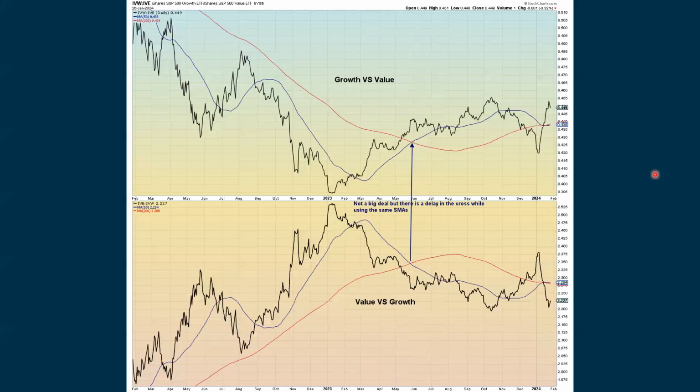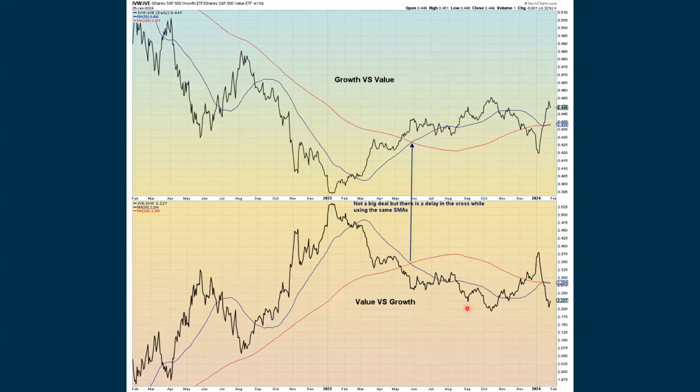Where this becomes interesting is when we start to look at ratios between the two. The top is growth versus value, showing that growth has been improving here after it had been going down as we finished out 2023. Then on the bottom, we have an inverse of that same chart. This is showing how value is underperforming growth, even though it had been coming back up.